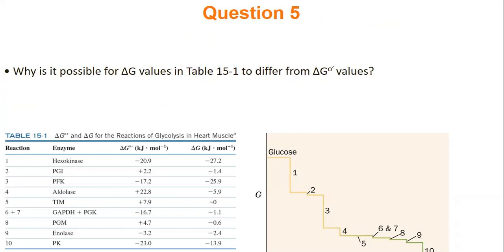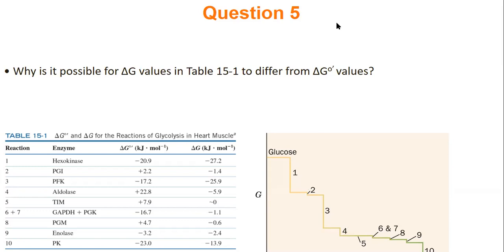So I just explained this, but why is it possible for delta G values to differ from delta G not prime values? They're looking at different things. Again, delta G not prime is standard conditions, everything's one molar. Delta G under non-standard conditions is kind of actually inside the cell, like the amount of products and reactants.